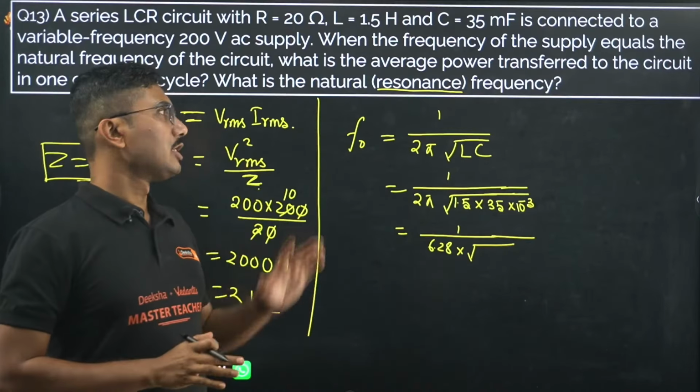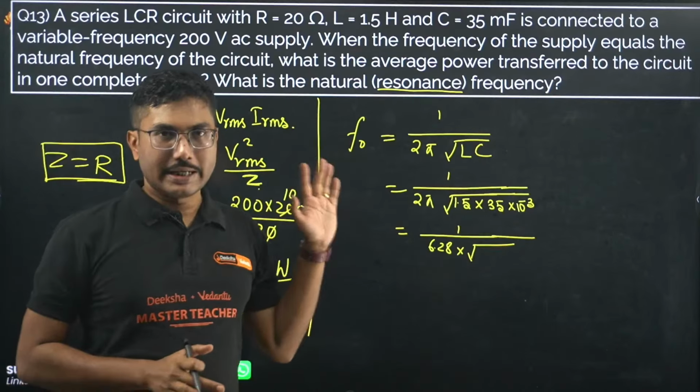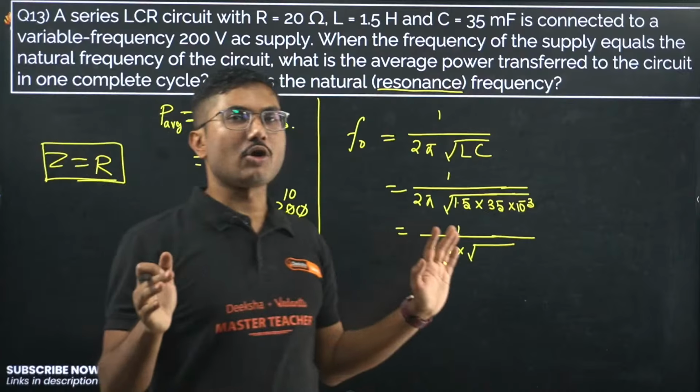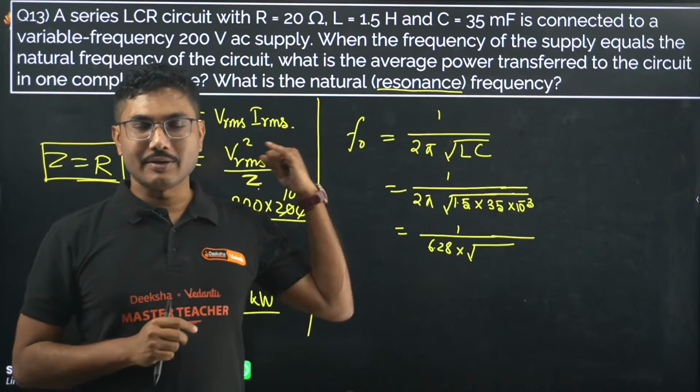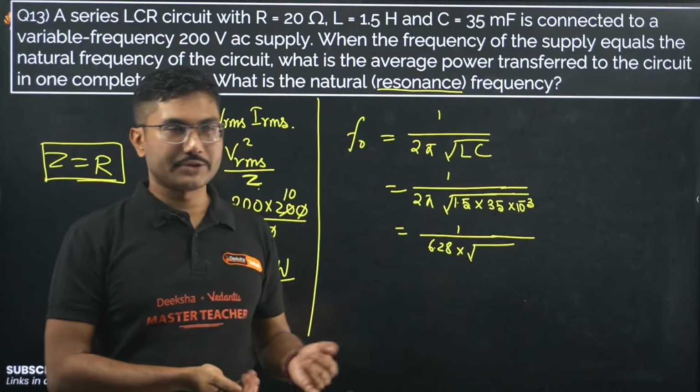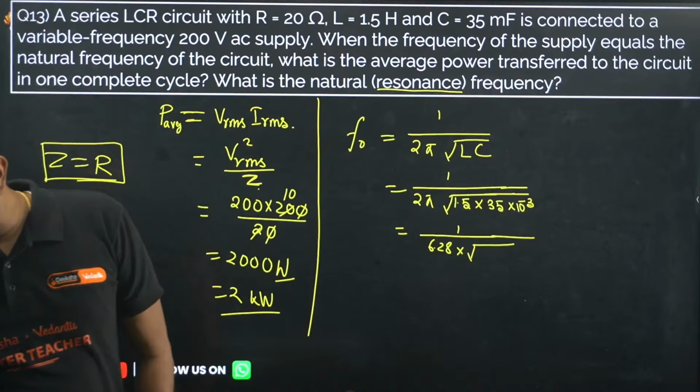That is important, especially the AC chapter. AC chapter questions are very, very common. Only a few things you need to remember: XL, XC, Z, then phase difference, resonance frequency. Someone please calculate the resonance frequency.